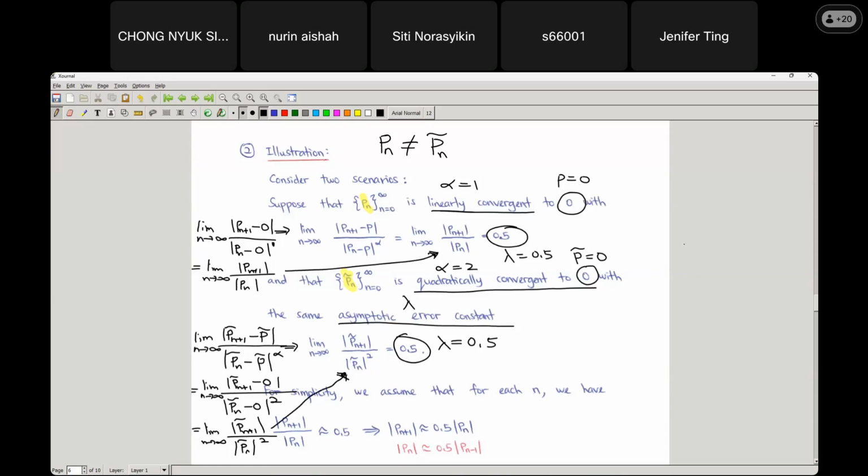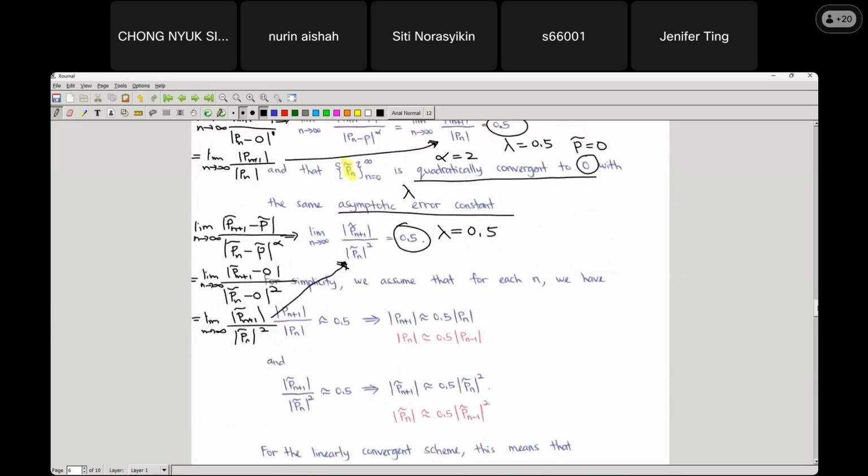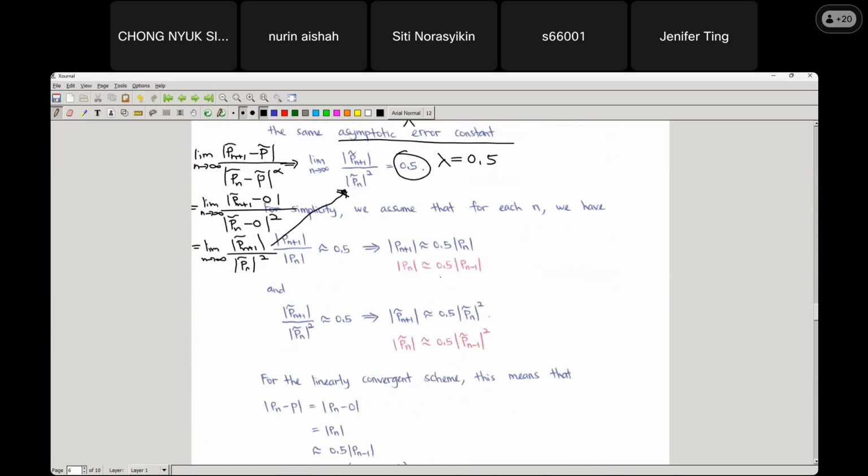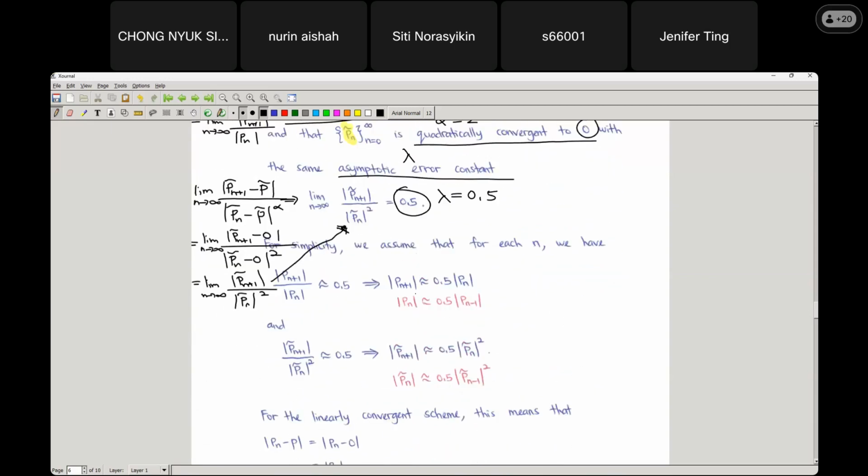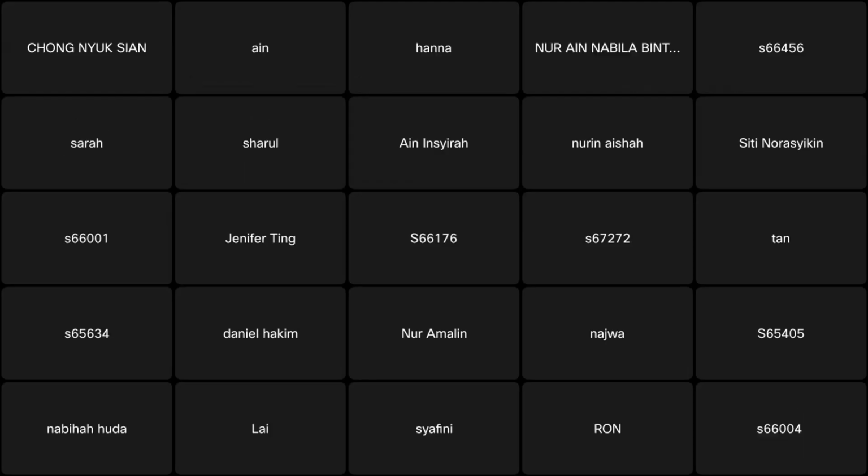So what we are going to do is, for simplicity, we assume that for each n we have this. How do you get this? Do you mind if I write it on another piece of paper, because I need a larger space so that I can show you better. So let me stop sharing this page and I will share another page with you.